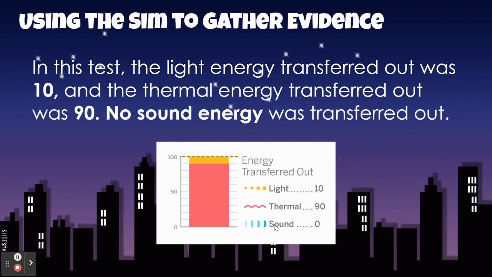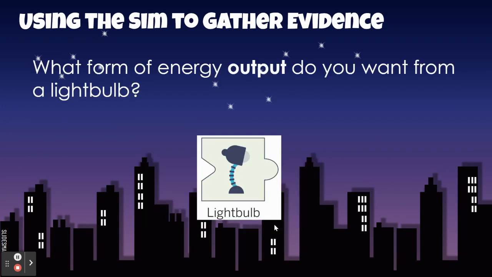So if you think about that, we only got a little light from our light bulb, but we got a lot of heat. Remember, if you've ever turned on a light bulb and you accidentally touched it, it's really hot, isn't it? What form of energy output do you want from our light bulb? What do we want to get?